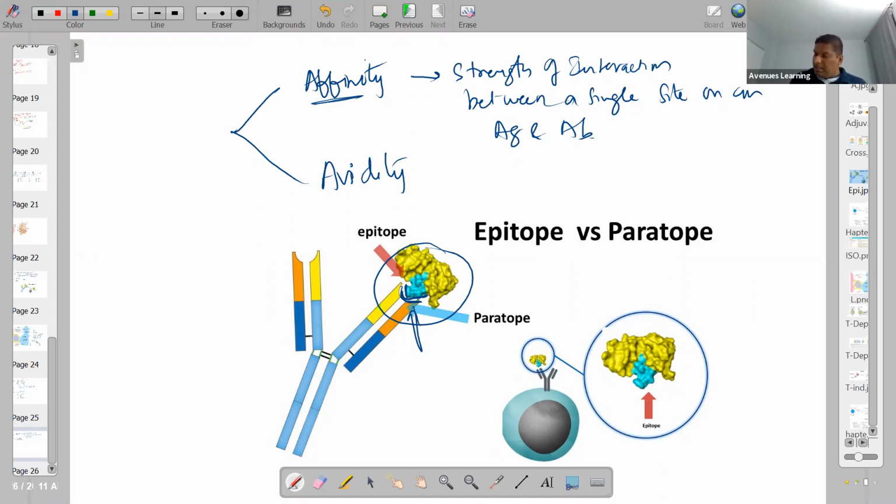Now, there's the other thing which is avidity. Avidity, by definition, is the overall strength of the antigen antibody complex.